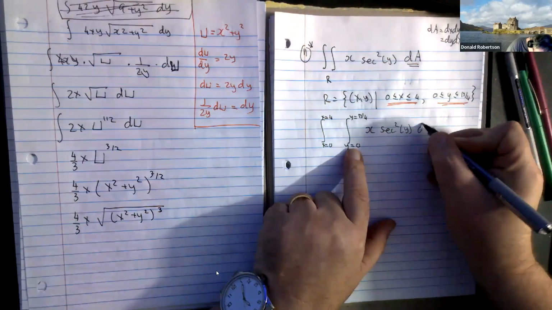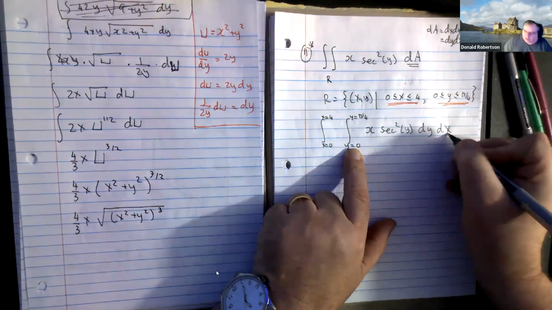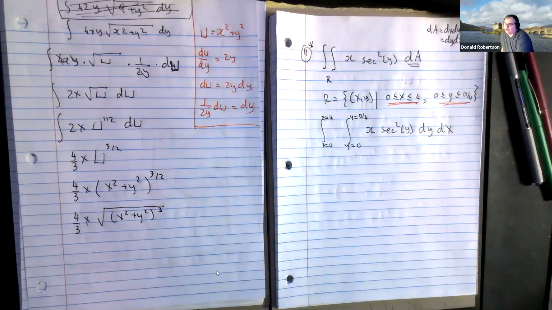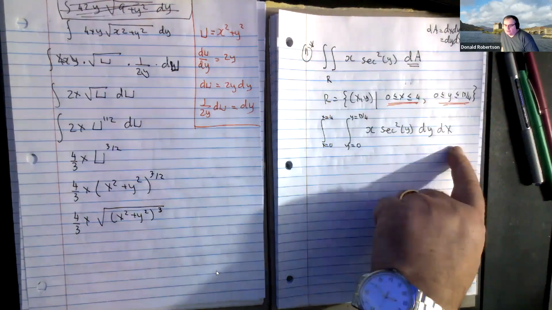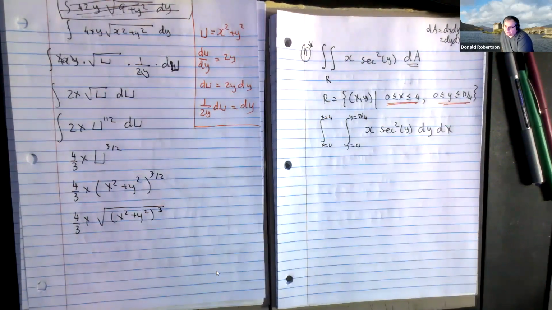Since I've decided to do the y's first, followed by the x's, when I have to write my dA that way, right? Are you comfortable about how this notation turns into this double integral? Are we good with that?